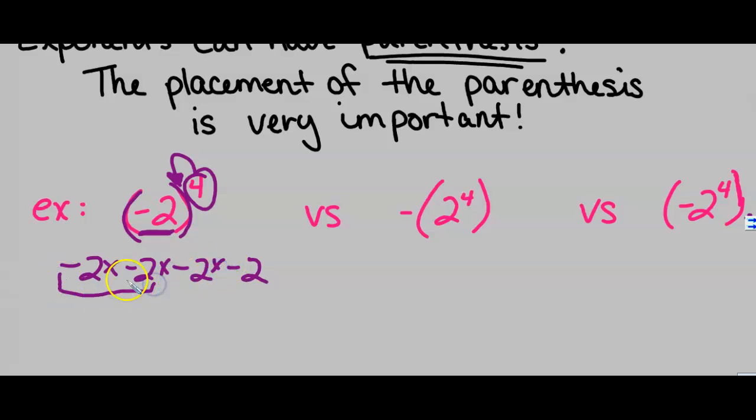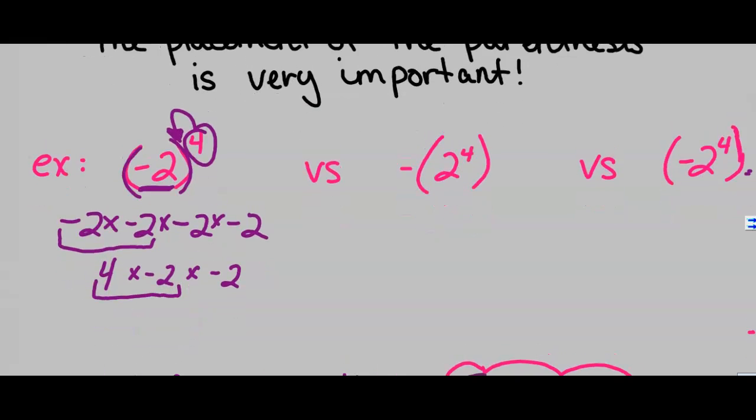Negative 2 times negative 2. A negative times a negative is a positive. 2 times 2 is 4. Bring the rest of it down. And again, I can only do 2 numbers at a time. So 4 times negative 2 is negative 8. Times it by negative 2 one more time. Negative 8 times negative 2, we get an answer of 16.